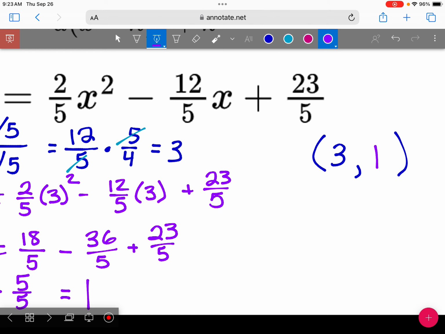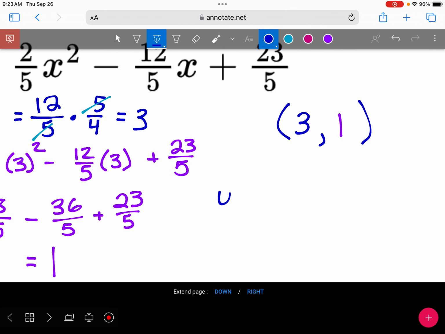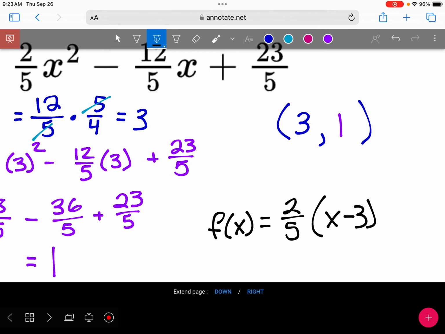So writing this in our vertex form, we're going to have our, let me change colors, f of x equals, what do we get? 2/5 times x minus 3 squared plus 1. Okay? So, bougie fancy. Not awful. We've had worse. This is not awful. Hopefully, it should be semi-familiar. We did this in Algebra 2.